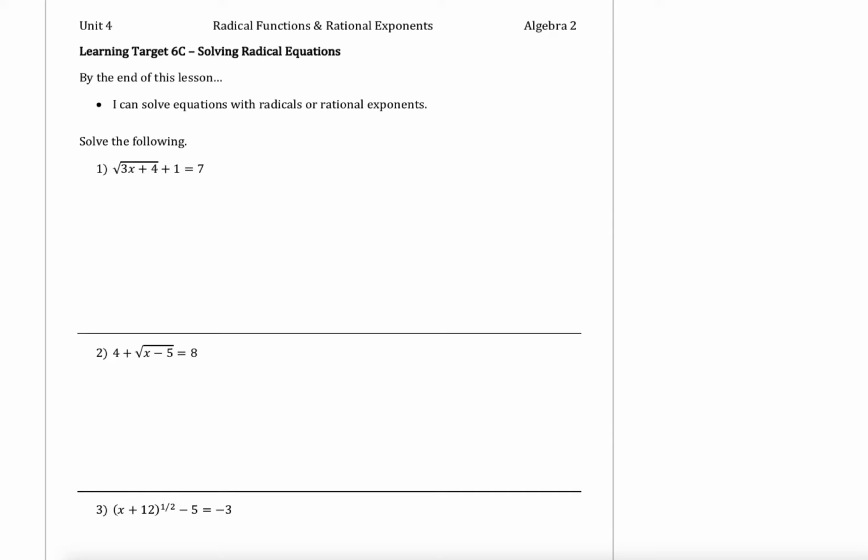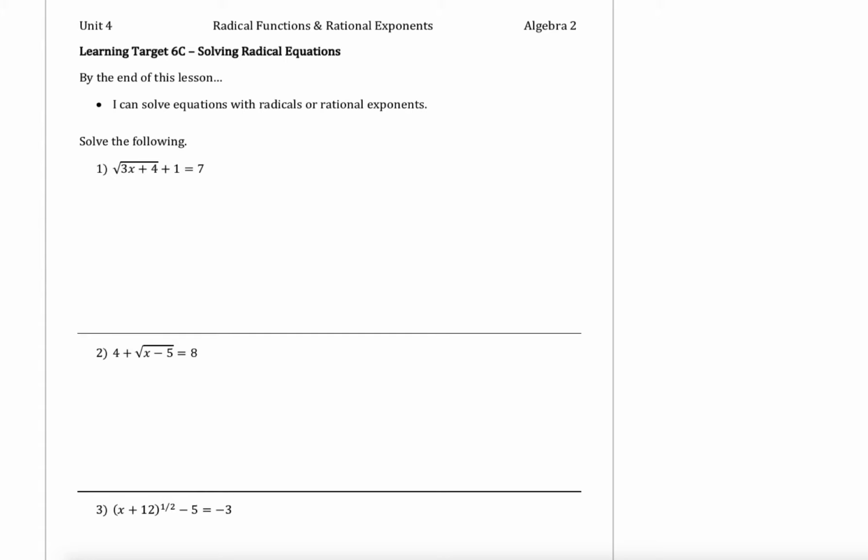For all of these, we're going to solve the following for x, and in our first equation, we have the square root of 3x plus 4 plus 1 equals 7. In all of these equations, we're either going to see a radical, maybe a square root, a cube root, even a fourth root, or we might see a rational exponent of maybe a 1/2 power, or a 1/3 power, or maybe even a 1/4 power. In our first example, our goal is to isolate the x.